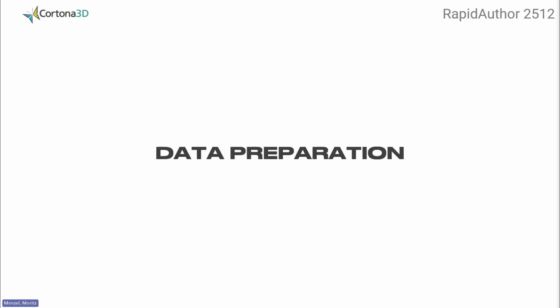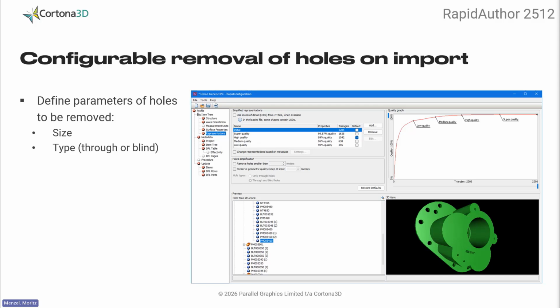Let's start with preparation, specifically with data imports. In RapidAuthor 2512, authors can quite easily remove small holes during import. We will show you why that might be relevant. The effect is that it improves import time and project performance if small holes are not relevant to your current authoring task. The holes simplification option in Rapid Configuration, as you can see here on screen, allows you to specify the size of holes that should be ignored and their type.